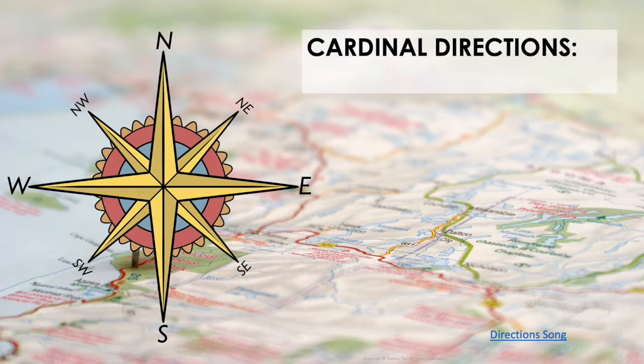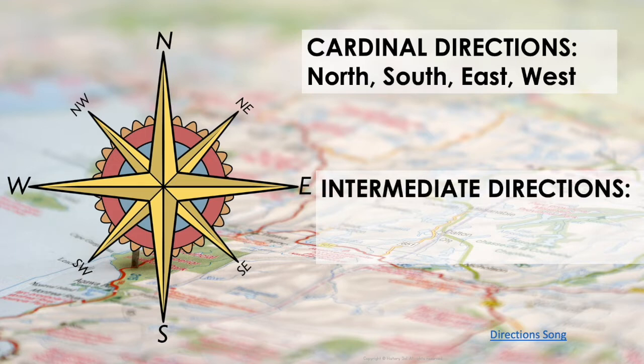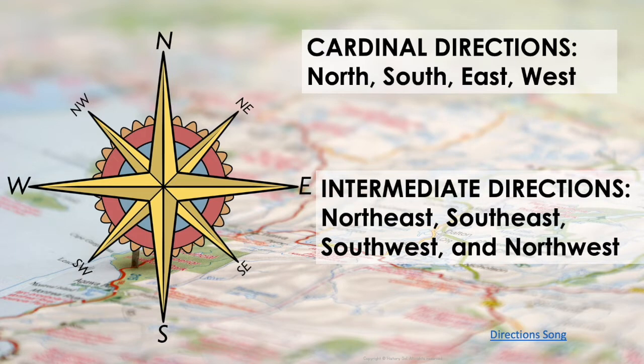We also have cardinal directions, and these are north, south, east, and west, followed by intermediate directions, which would be your northeast, southeast, southwest, and northwest.